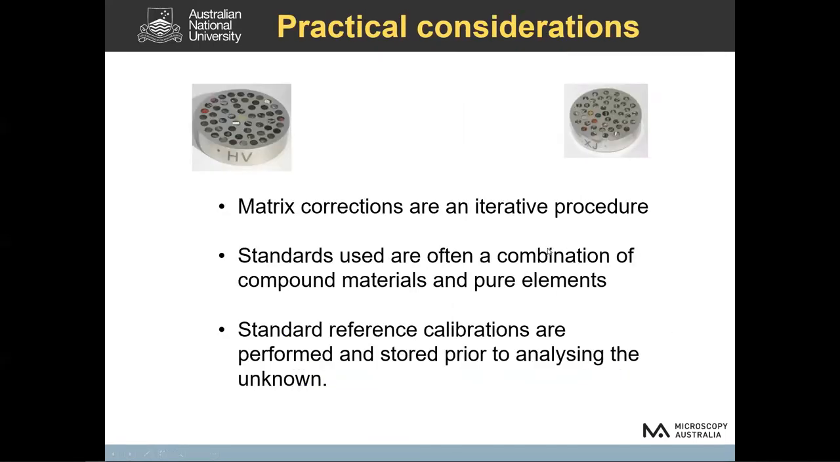There are some practical considerations here. Matrix corrections are actually an iterative thing, because as we apply the ZAF correction, the composition changes, so we need to recalculate those corrections and apply a new correction, and up to three or four times it converges into the final concentration. The standards that we use are often compound materials rather than pure elements. There can be pure elements, but generally it works better if we match the composition of the standard as close as possible to the unknown. That way we minimize the amount of correction we have to apply to get the right answer.